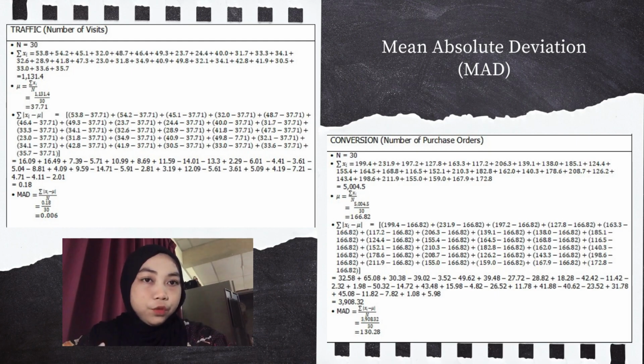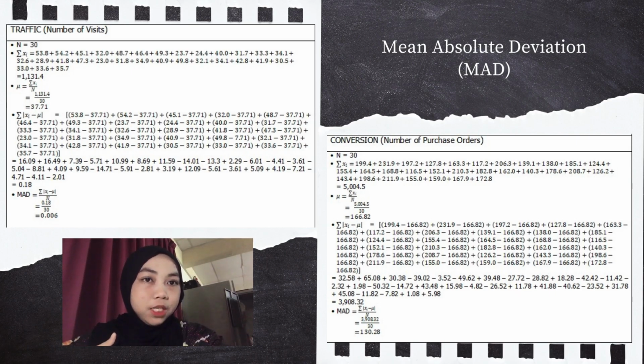After that, we need to find the mean. The mean represents the average value of the metric. The mean of number of visits is 37.71, while the mean of number of purchase orders is 166.82. This suggests that, on average, there are more purchase orders compared to the number of visits.